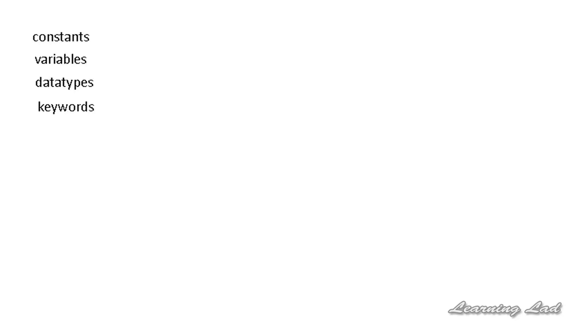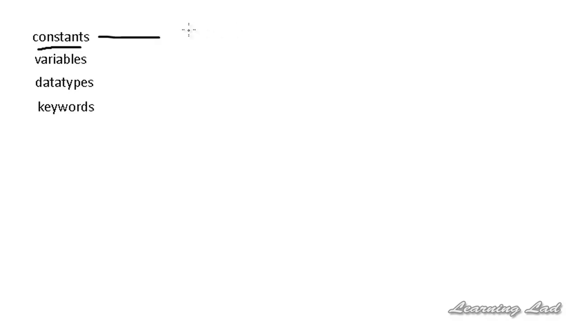In this tutorial, we're going to be learning about the constants, the variables, data types, and the keywords in C++. So first, we're going to begin with the constants. As the name indicates, a constant is an entity which doesn't change. We have different types of constants.